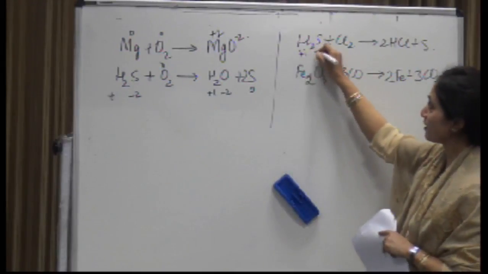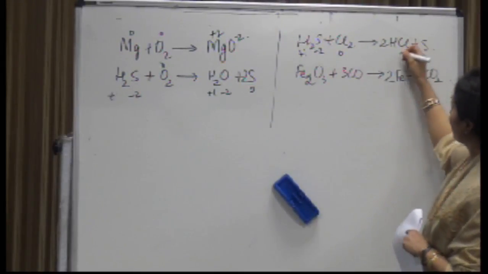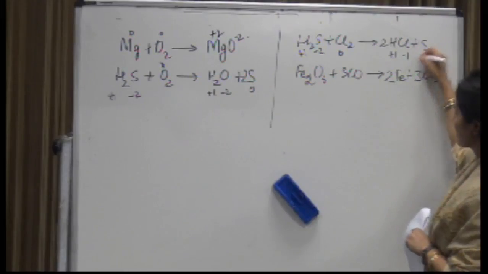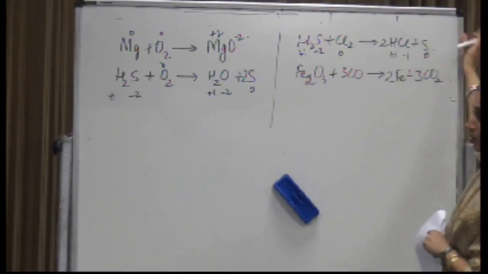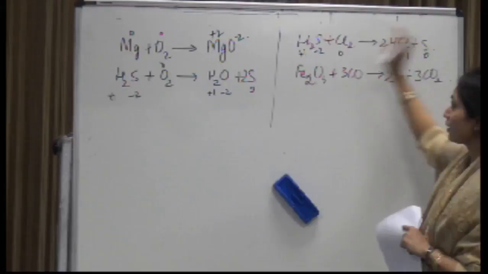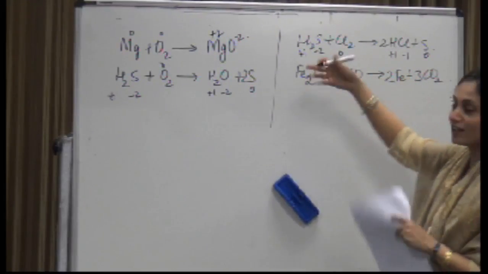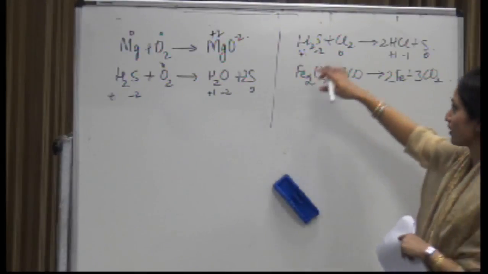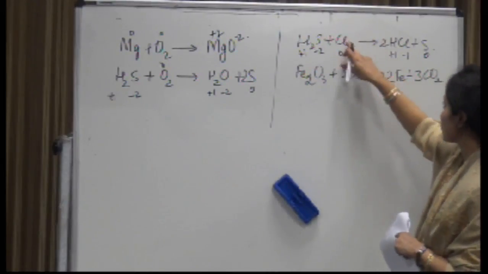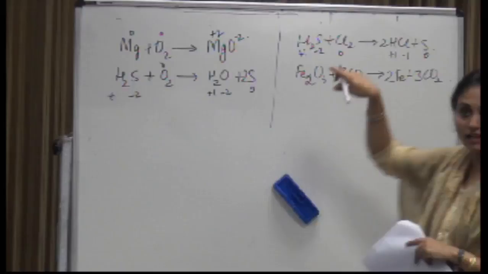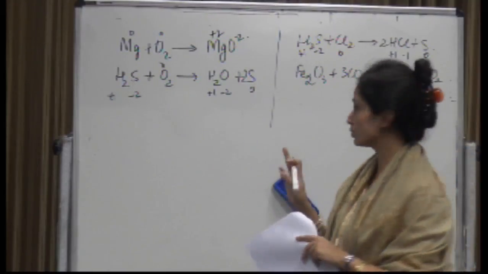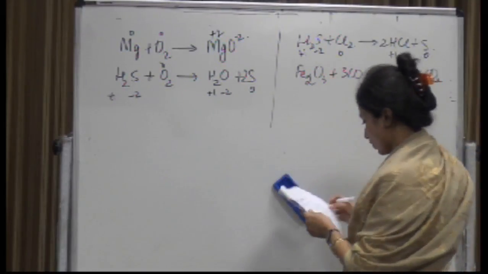In the next one, this is plus 1, this is minus 2, this is 0, this is plus 1, this is minus 1, this is 0. So sulfur is going from minus 2 to 0, meaning sulfur is getting oxidized. Your H is going from plus 1 to plus 1, so nothing is happening to H. H has to be taken as plus 1 only. And then you have Cl. Cl is going from 0 to minus 1, so Cl is getting reduced. Now for Fe2O3 also work it out.